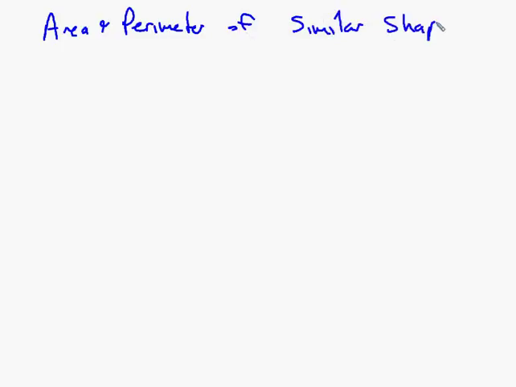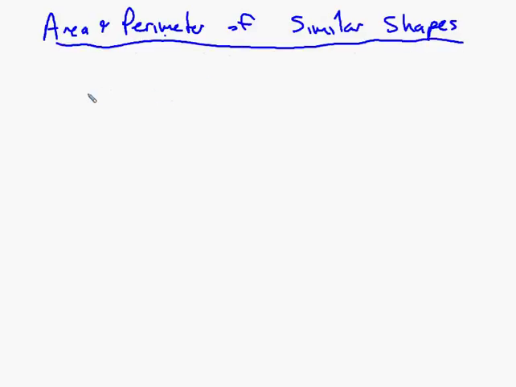We're going to be doing another section of area, but we're going to be doing area and perimeter of similar shapes. What the shape is really does not matter. It doesn't change at all what we do. So, area and perimeter of similar shapes. And again, it does not matter what the shape is. It does not change what we do at all here.